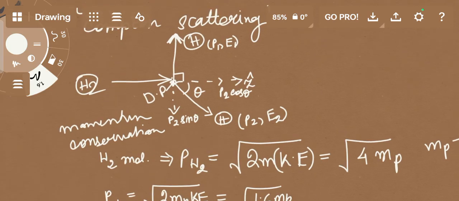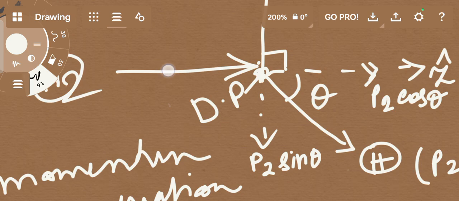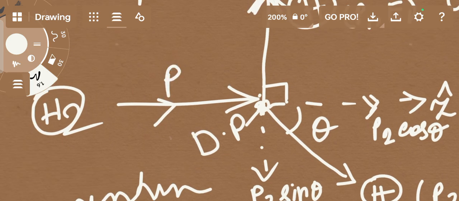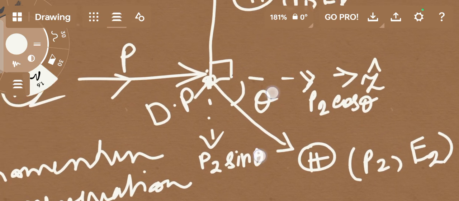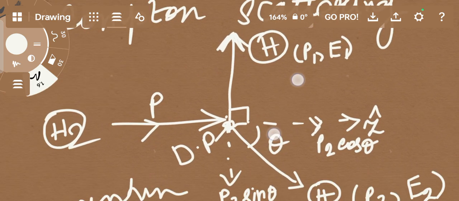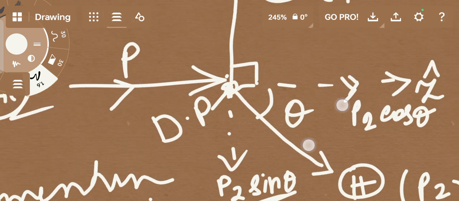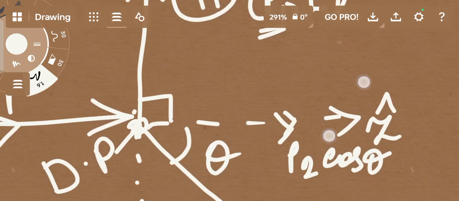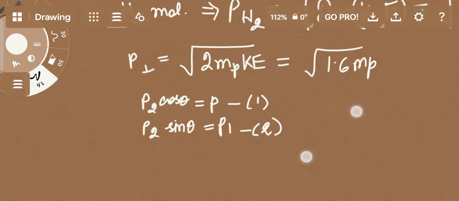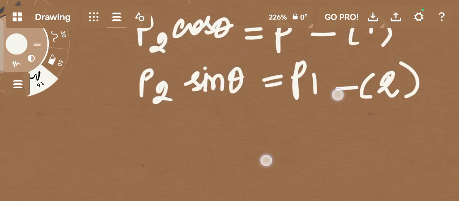p2 cos theta is equal to p, in this direction, which is also the direction of the H2 molecule. Again, for p2 sin theta to be conserved at this point, say dp, whatever the magnitude of the vector at any point, p2 sin theta should be equal to the p1 of the perpendicular H molecule, like that. Now let us proceed to the next step.